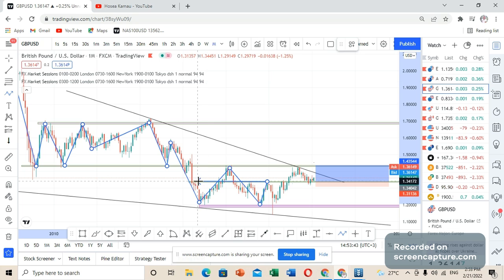This again acted as a point of resistance, mainly because you can experience it at this level. This was a very strong point of resistance, also acting in the middle between the point of resistance and the point of support that is here. We had another move to the downside after this particular retest. So you can see this is a W shape. A W shape formation is always a confirmation that the market wants to move to the upside.